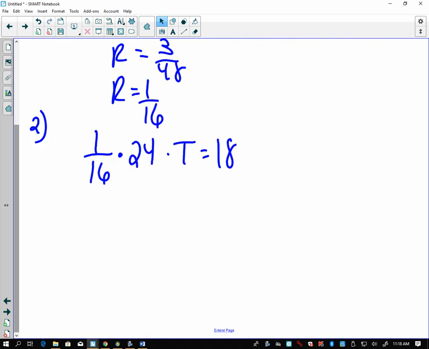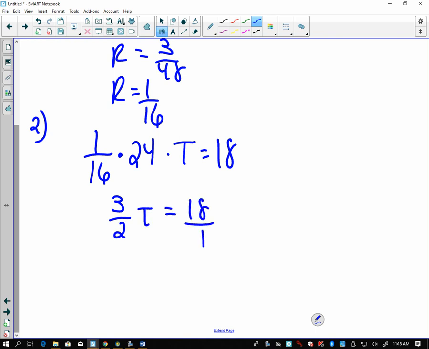3 over 2, is that what you said? All right, so that's giving me 3 over 2t equals 18 over 1. Because, can I divide by 3 halves? No, but I can multiply by 2/3. All right, so t should equal 36 divided by 3, right, or 12 hours.